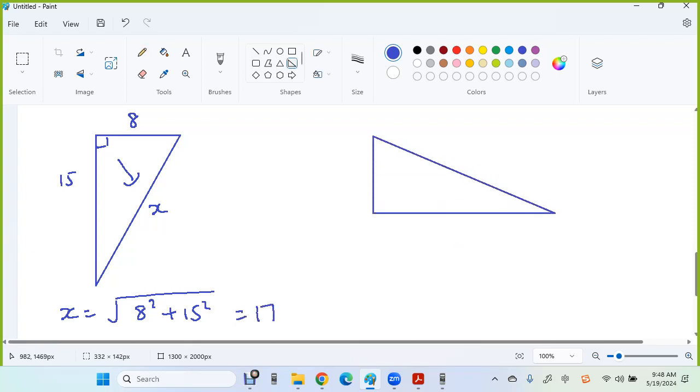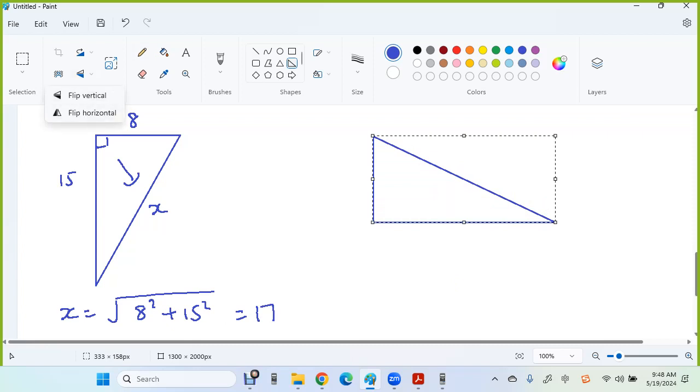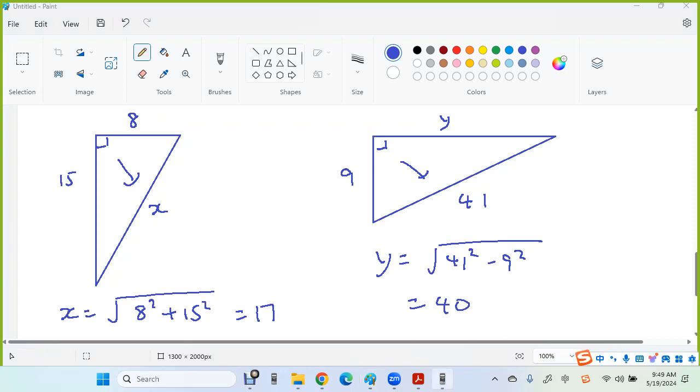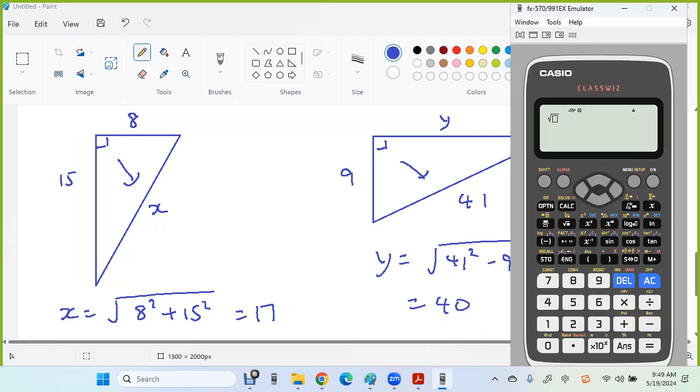And let's say I have this one. We have 9 and then 41, and this is y. So 41 is the longer side. Then y will be the square root of 41 squared minus 9 squared. Then we have 40. I can get the answer without using the calculator.